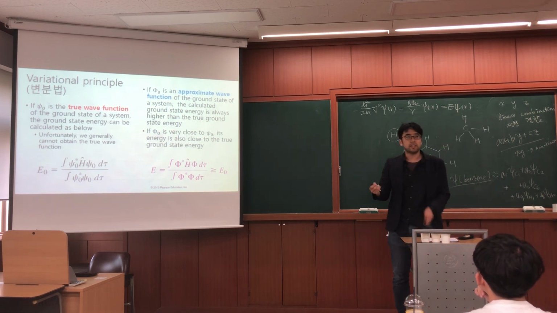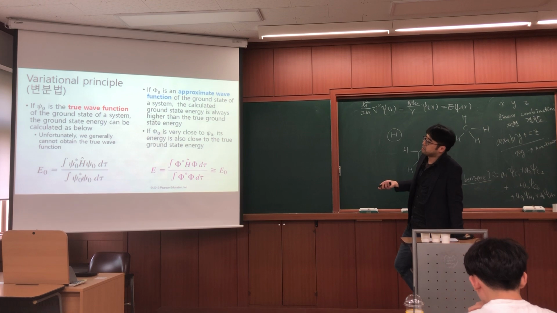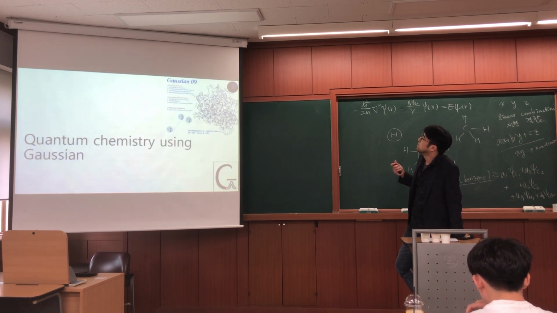So because of this variational principle, we can estimate and calculate the accuracy of our approximate wave function. So this is called the variational principle. This is one of the most important principles.